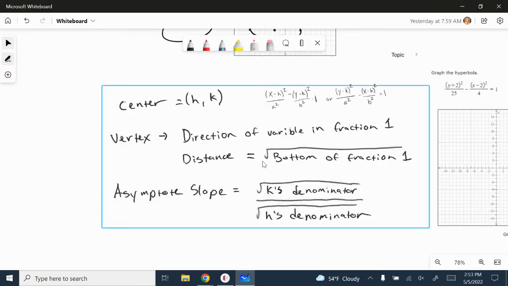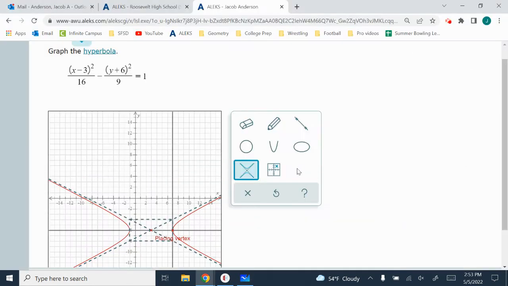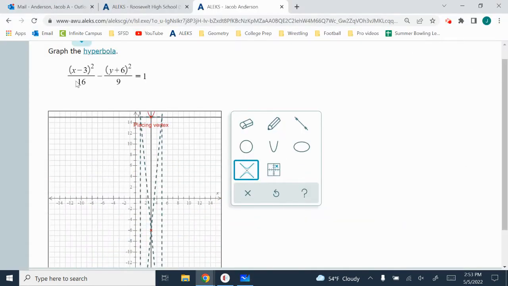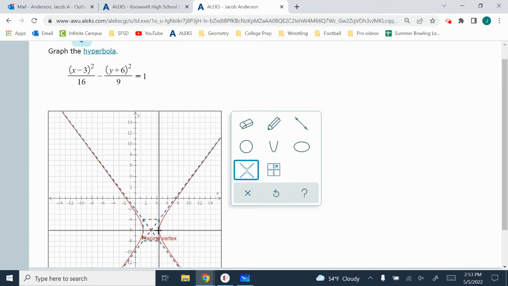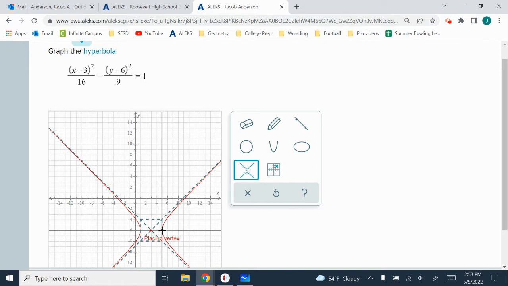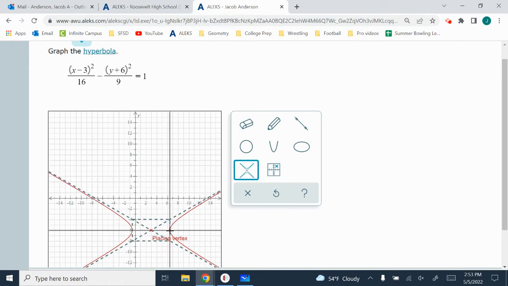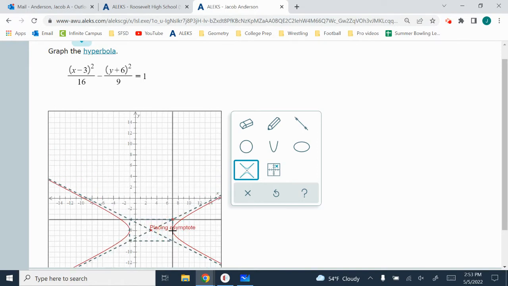So here it says, how far am I going, or my distance is the square root of the bottom of fraction 1. So the square root of my first fraction is 16. The square root of the bottom fraction would be 4 since it's 16. So I'm going to go over 4. So 1 would be here, and it goes by the half, so you got to really be paying attention. 2, 3, and 4, I'm going to place it there.